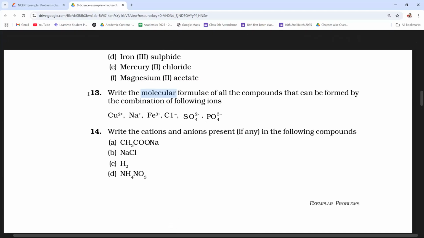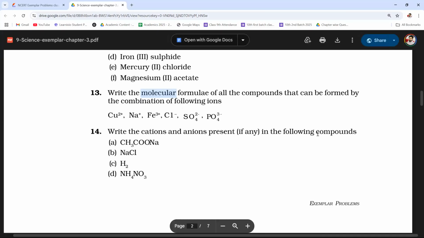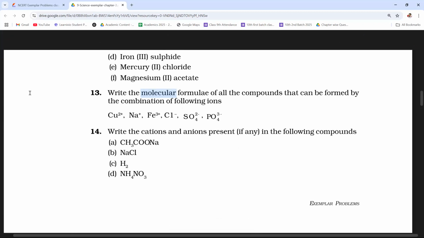Okay. Try to write down the names of these compounds. I'm just changing the question. Write down the names of these compounds and also calculate their molecular mass. Please do calculate their molecular mass as well as write their names. Do it fast. Question number 14.